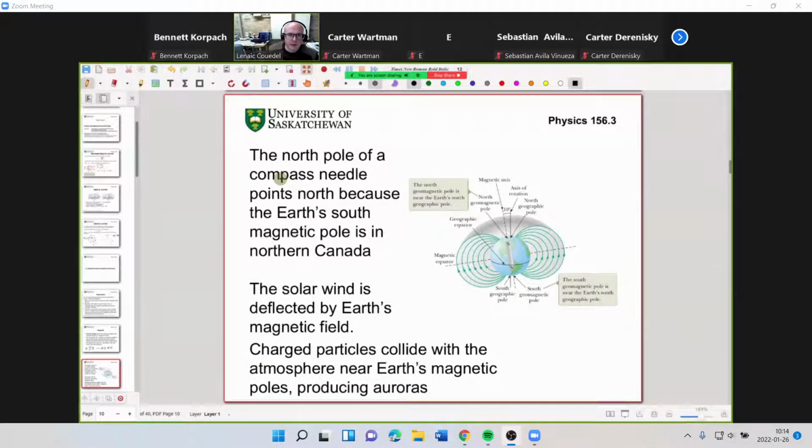So the north pole of a compass needle points north because the Earth's south magnetic pole is in northern Canada. So here you have a representation of the Earth. The Earth's magnetic field, you can imagine it as if you had a bar magnet that's passing through the center of the Earth, and the south pole of the bar magnet is actually pointing north, and the north pole of the bar magnet is actually pointing south. So then it creates magnetic field lines that go from the north pole to the south pole of the bar magnet that is inside the Earth. Okay, and the compass needle will align with this magnetic field.